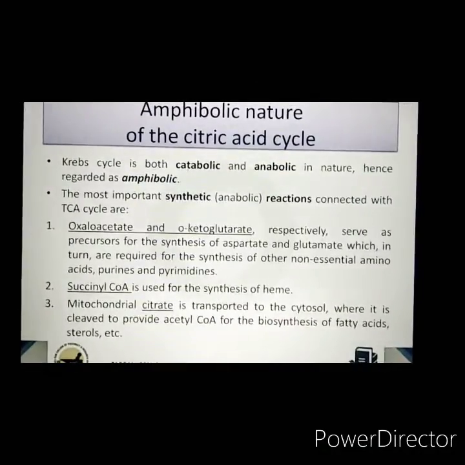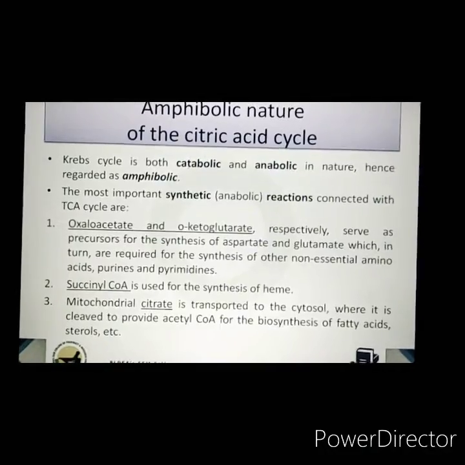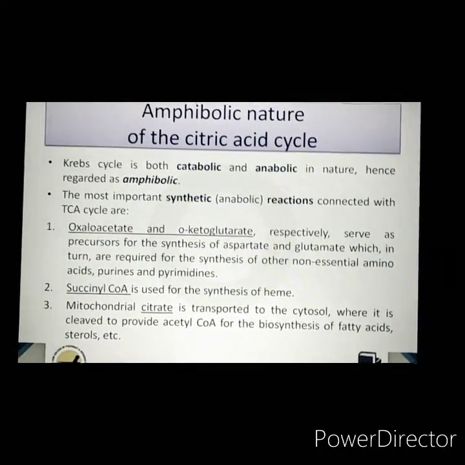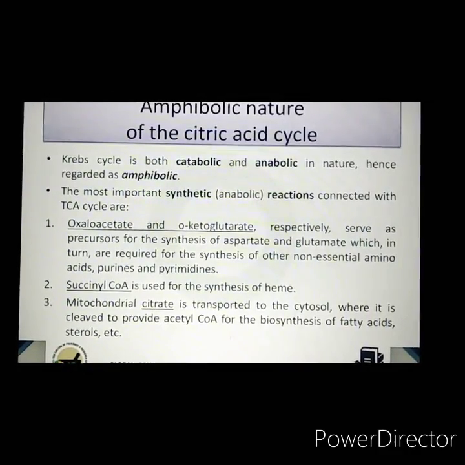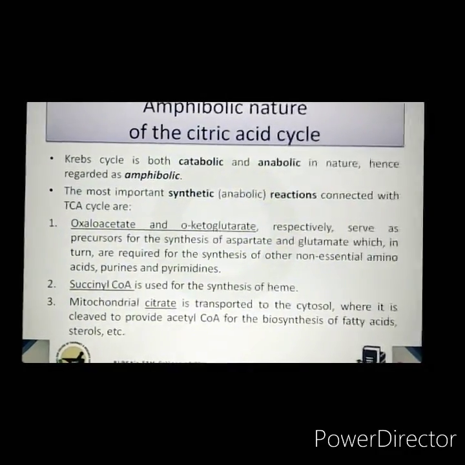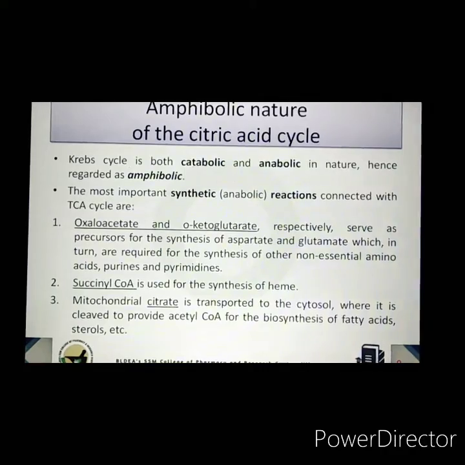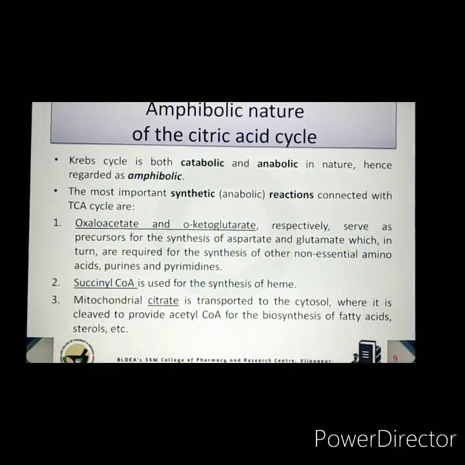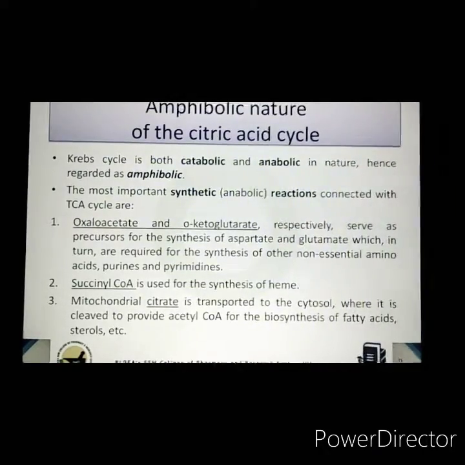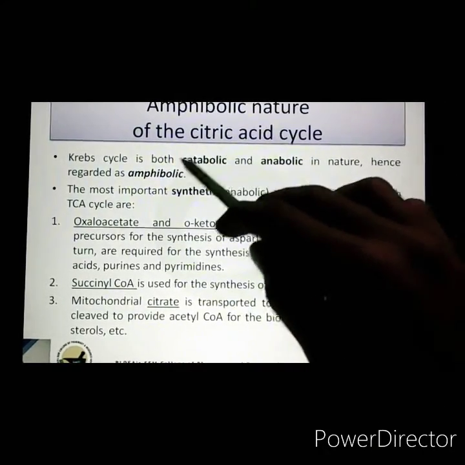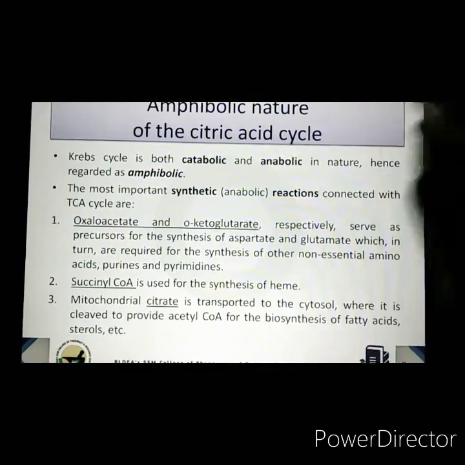The important point regarding the TCA cycle is its amphibolic nature. What do you mean by amphibolic in nature? You know, amphibians are creatures that live on land as well as in water; that is, they have two characteristics. Similarly, the citric acid cycle also has two characteristics: one is a catabolic characteristic, another is an anabolic characteristic.